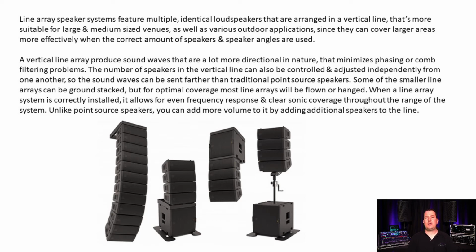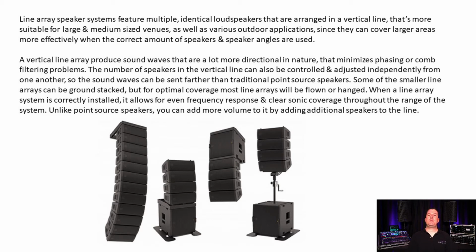A vertical line array produces sound waves that are a lot more directional in nature, which minimizes phasing or comb filtering problems. The number of speakers in the vertical line can also be controlled and adjusted independently from one another, so the sound waves can be sent farther than traditional point source speakers. Some of the smaller line arrays can be ground stacked, but for optimal coverage, most line arrays will be flown or hung. When a line array system is correctly installed, it allows for even frequency response and clear sonic coverage throughout the range of the system.